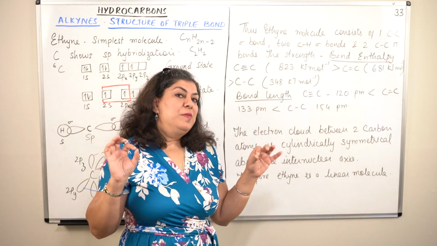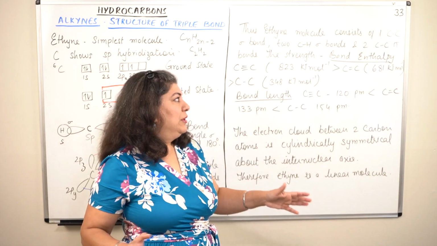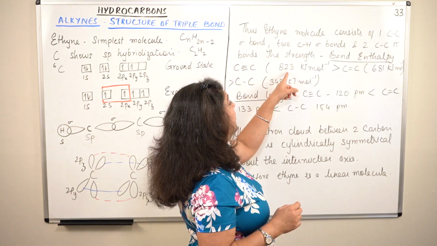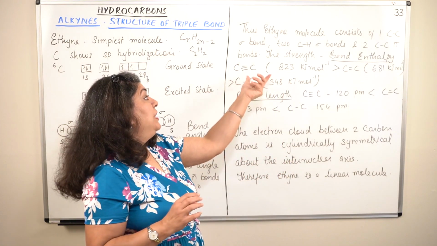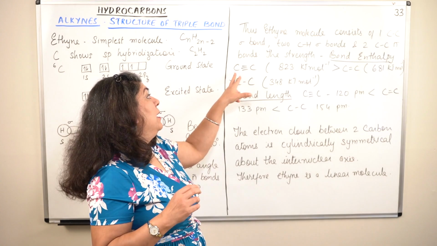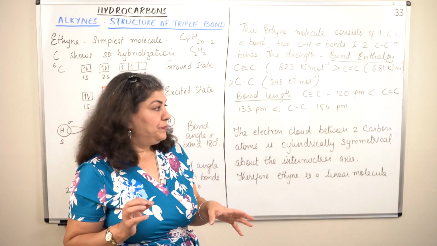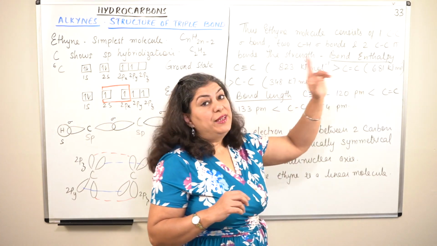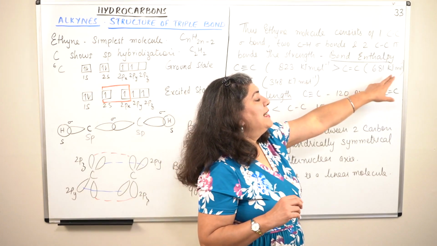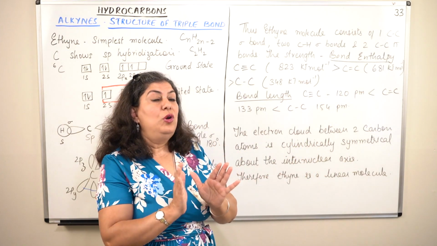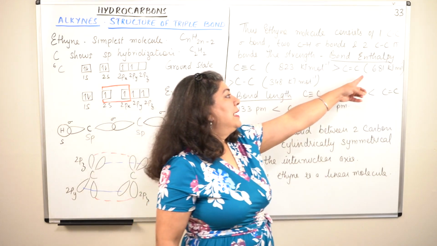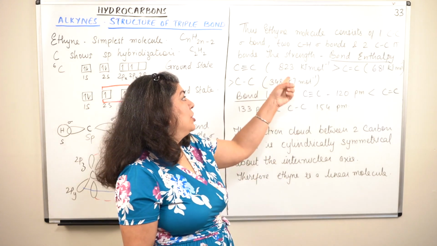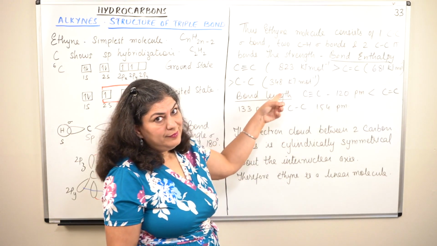So in the case of a carbon-carbon triple bond, if you have to break all three bonds in 1 mole of carbon-carbon triple bonds, the bond enthalpy is 823 kilojoules per mole. You need 823 kilojoules to break 1 mole of carbon-carbon triple bonds, which is greater than the carbon-carbon double bond. And what is the bond enthalpy of a carbon-carbon double bond? It is 681 kilojoules per mole. If you had to break 1 mole of carbon-carbon double bonds, you will need 681 kilojoules of energy, which is less than the triple bond.